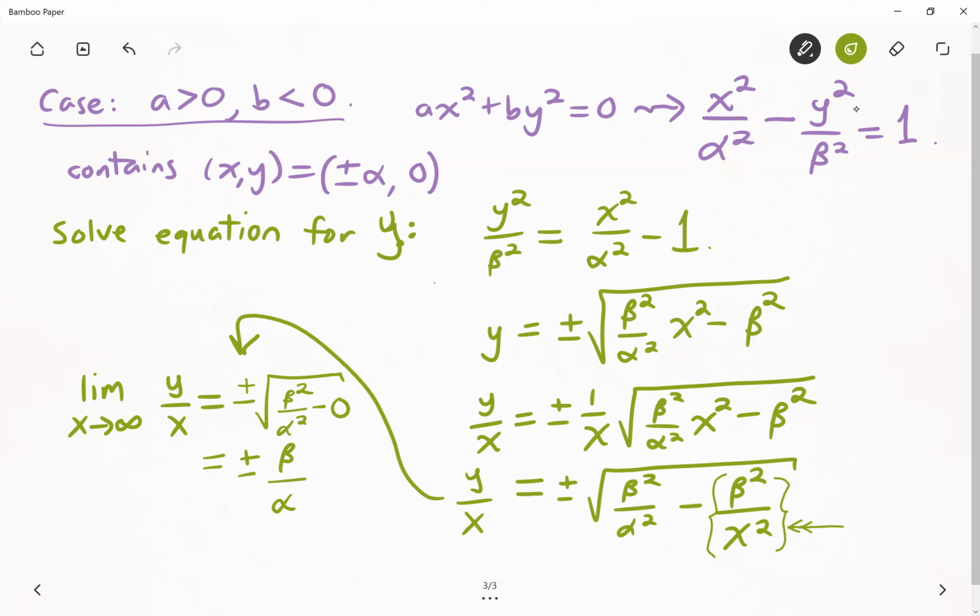So we actually have an asymptote, which is going to help us. Asymptote. Oh, that's not spelled right. Asymptote. There we go. So this will actually help us produce a graph of the function. We have 2 points that the graph contains, plus or minus alpha comma 0, and we have an asymptote. So let's go ahead and draw a graph of this function.